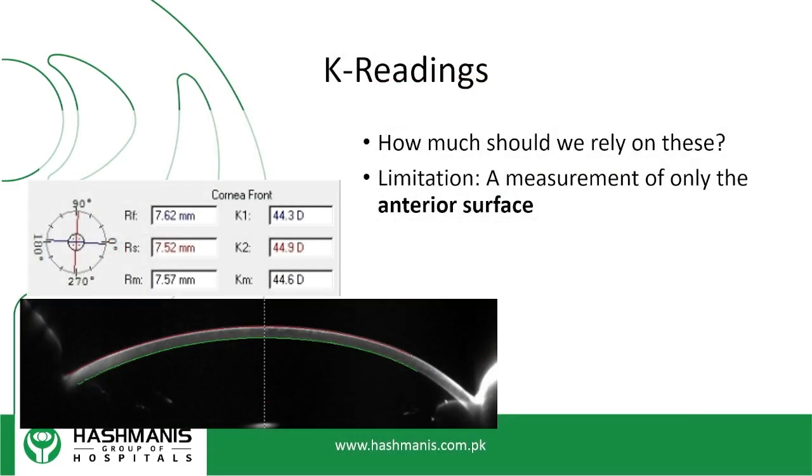Then we look at something called K readings. Now, what do K readings tell us? Remember, K readings, whether they're on the autorefractor, the Pentacam, or an OCT, are very limited in the sense that they only give you information about the anterior surface, and only about a certain diameter around the center of the cornea. About 3.5 millimeters, 4.5 millimeters, that's all it's telling you.